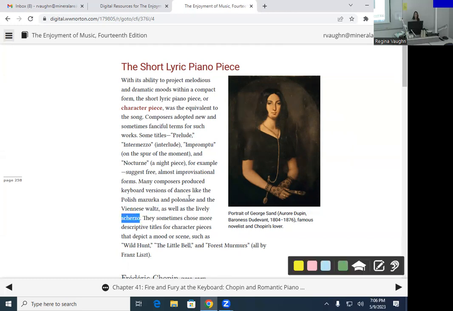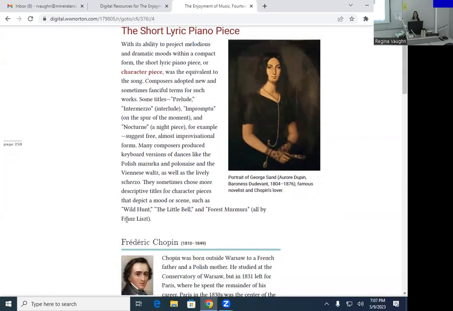So those were all dance forms that they took and they adapted and wrote piano pieces on the forms, but you wouldn't really dance to them because they're a little more complicated and they have that rubato in them. It makes it hard to dance when the music keeps speeding up and slowing down. Sometimes they chose more descriptive titles for character pieces that depict a mood or a theme, like The Wild Hunt, Little Bell, Forest Murmurs. Those are all pieces by the composer Franz Liszt.